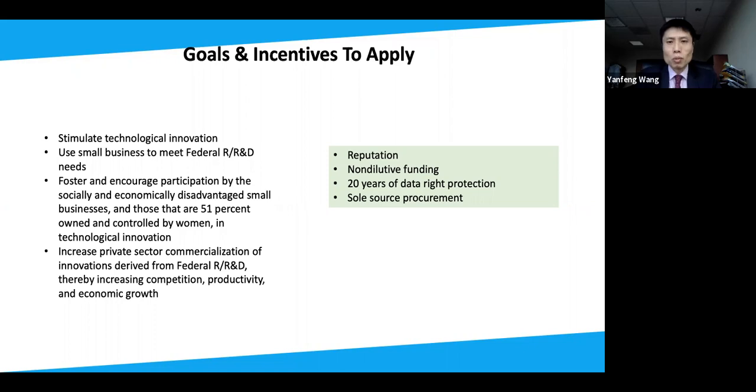Once you enter those programs, you will enjoy data protection rights over 20 years. This is a new initiative, because before 2018, the data protection only lasted for 4 years. This is very important and brings a lot of value to your business. In a later slide, I will explain that to you. Finally, as I already mentioned a little bit, you have a chance to become a sole source procurement provider for the government. What does sole source procurement mean and why is it such a valuable thing? I will explain to you.